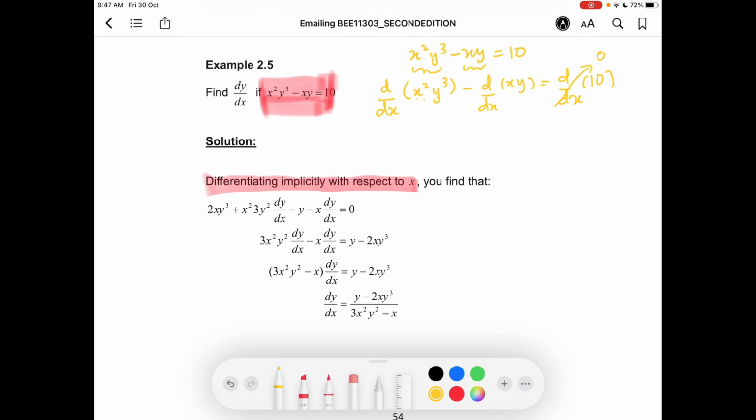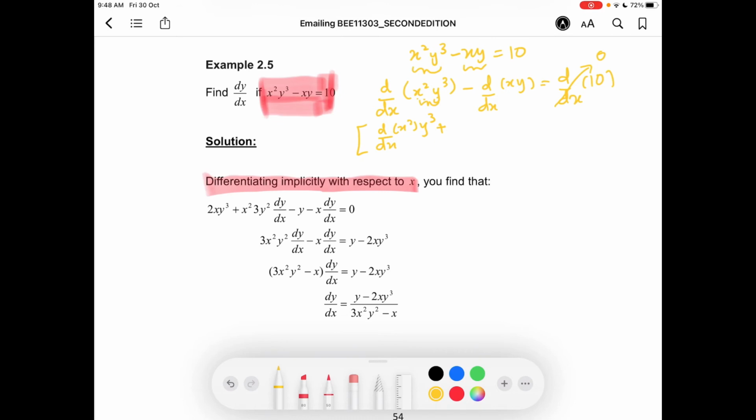So this is how you can do it. First of all, you need to differentiate x squared y cubed, plus you differentiate the y. Because this is a product function, you need to apply the product rule within the chain rule.